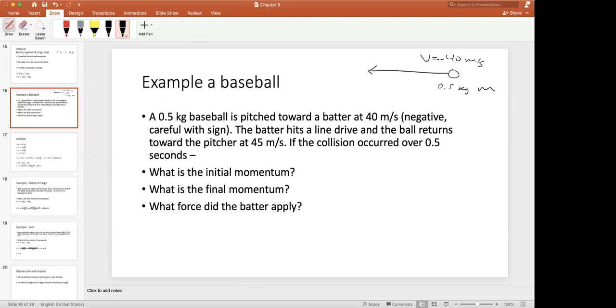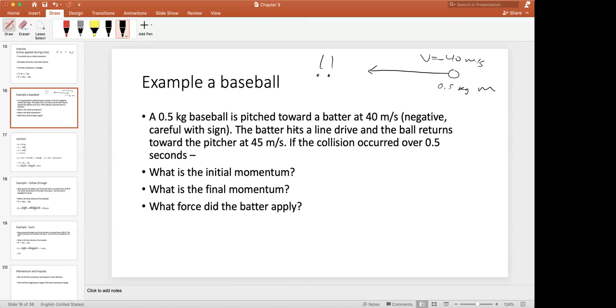But I need to call this negative, or I'll have to call the final velocity negative. I could flip this whole thing left or right, doesn't matter, but this guy's negative. Do not forget the negative sign. That is the big warning. This is what people mess these problems up with. They forget that the incoming velocity in this case would be negative, and then they get the wrong answer.